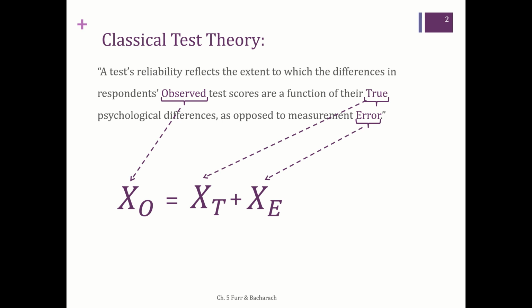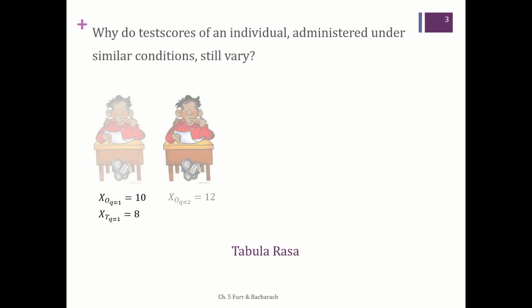And what classical test theory does, and what isn't necessarily correct, is state that the systematic part is all true score, the unsystematic part is all error score. Alright, we're gonna get back to that a little bit later.